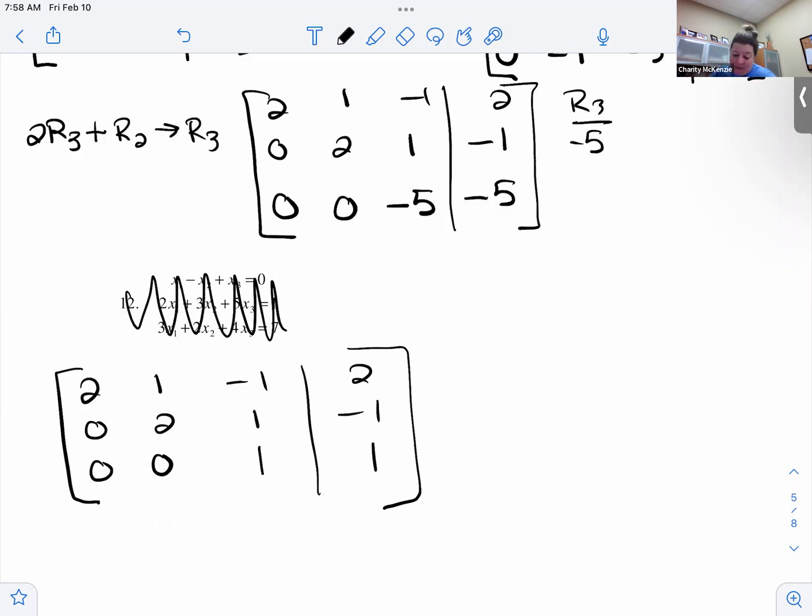Okay, so we want our next round of zeros to go this way. So if we want a 0 here, we have to add these two together in order for that 0 to happen there. So we can take the top row, row 1, times 2. So, negative 2 times row 1, and then add that to row 2 and replace that back in row 1.